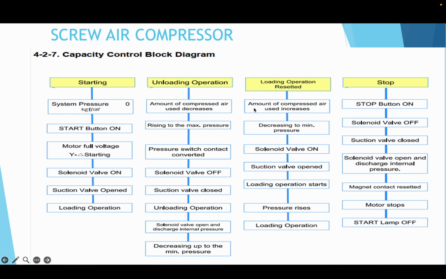Now you see, when the amount of compressed air used increases and pressure decreases to the minimum pressure, the solenoid valve is on, the suction valve opens, the loading operation starts, and pressure rises during loading. So this is how it happens.